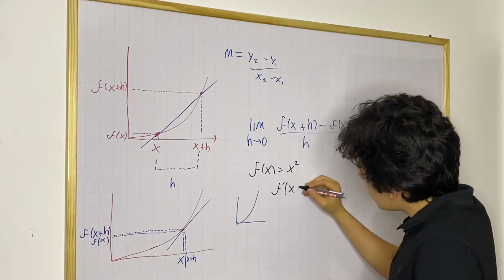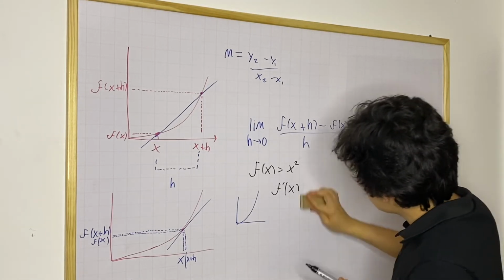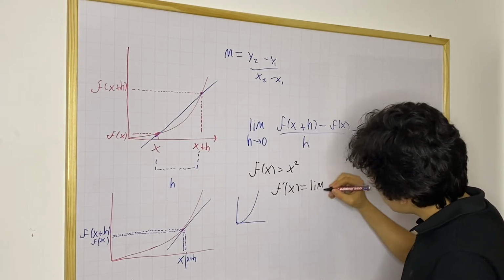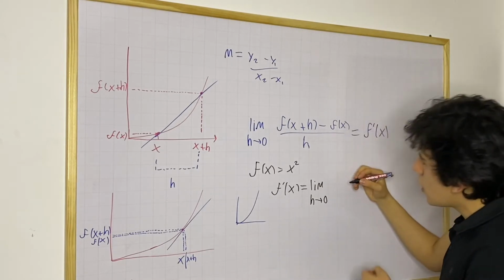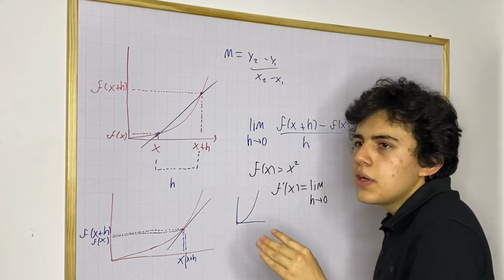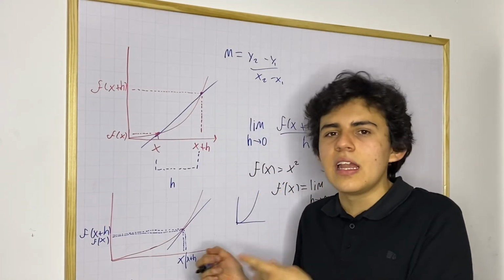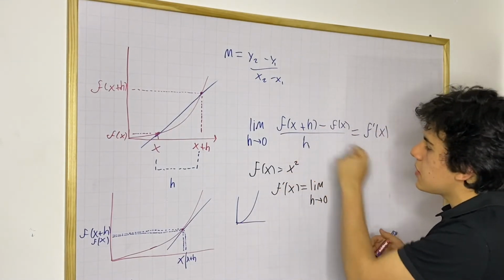So f prime of x is going to be equal to the limit as h approaches 0 in the function. f of x we know is equal to x squared. Now, if we have, for example, 10 squared and we add 1 to 10, that would be 11 squared. And that's exactly what we're doing in x plus h.